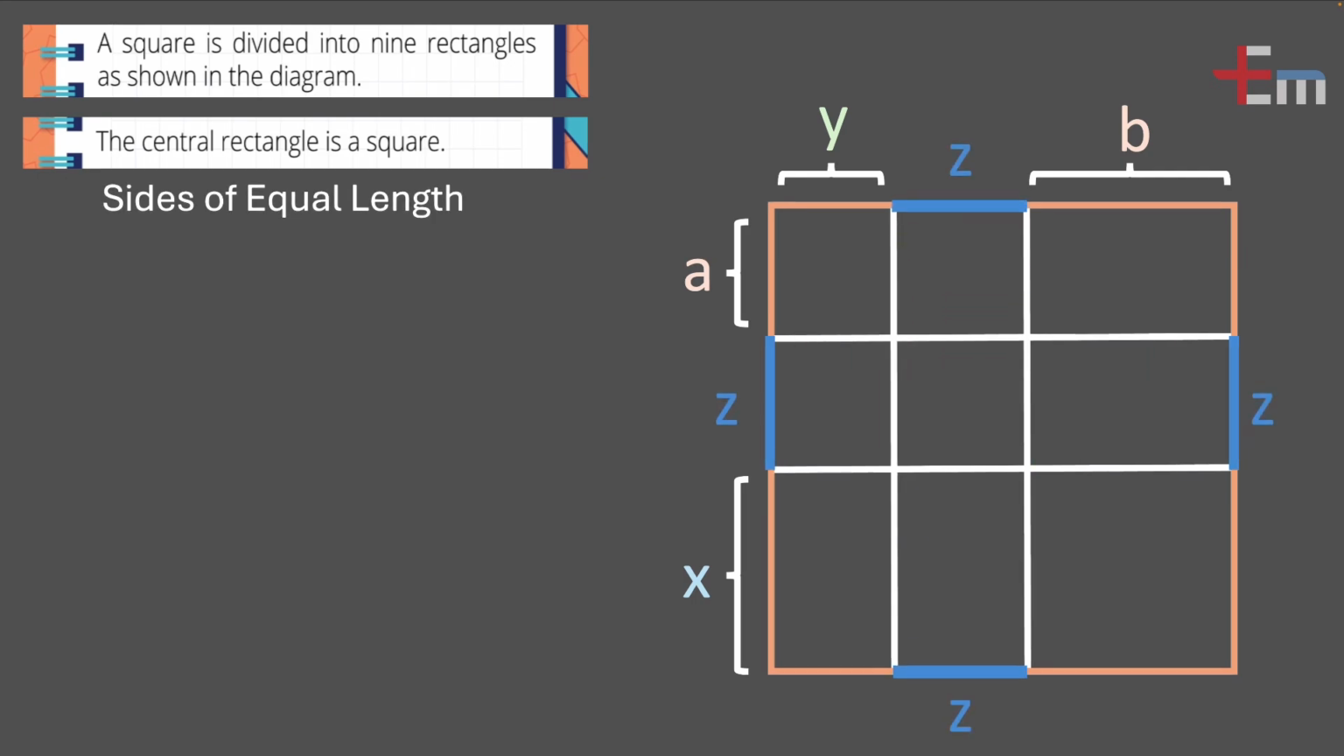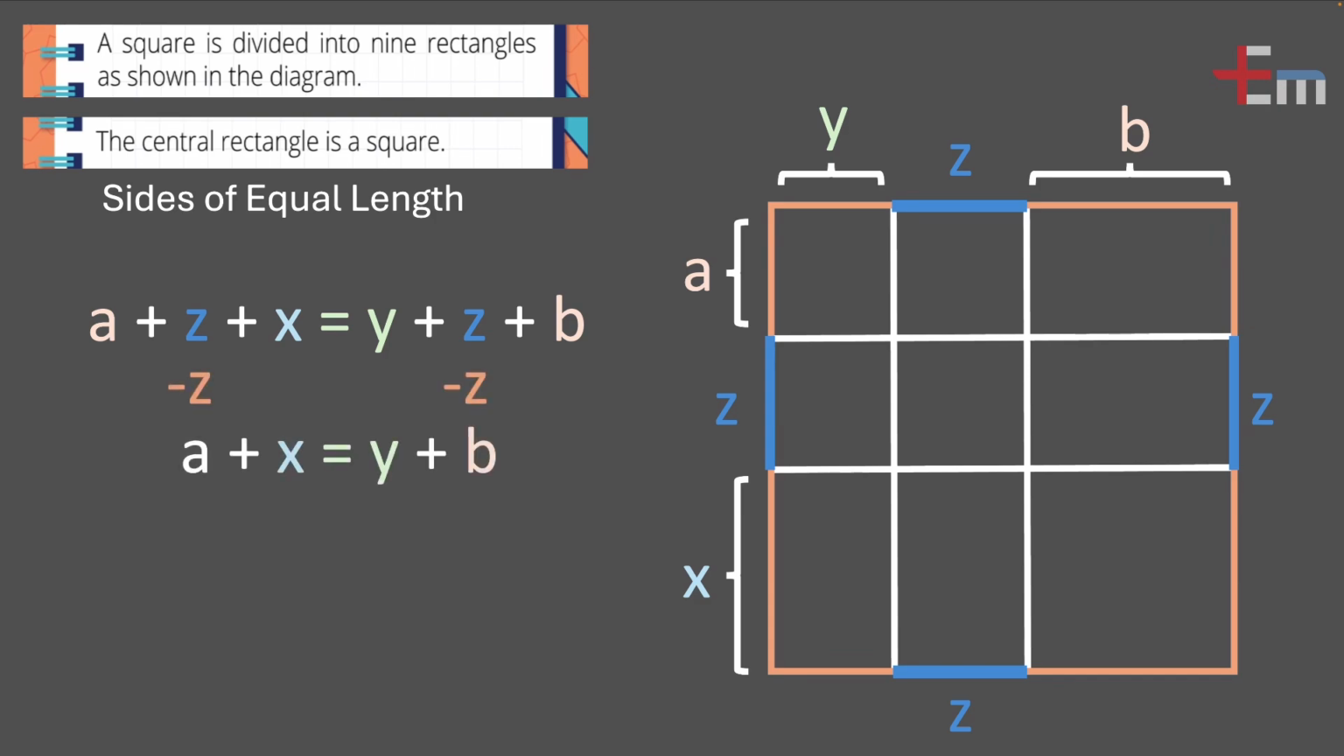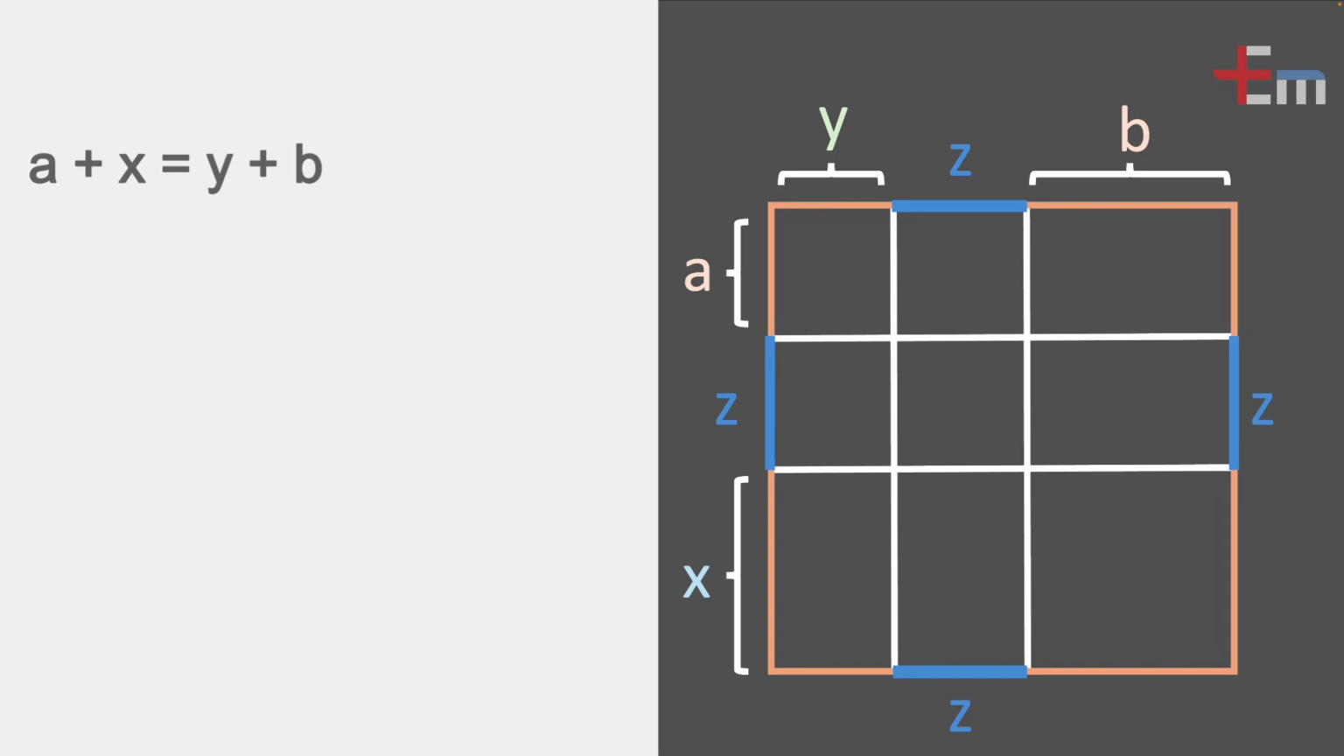How does that help? Well, now we know that the side lengths of the large square are equal, we can set up an equation as follows. A plus Z plus X equals Y plus Z plus B. We can cancel the Z's on both sides and get A plus X equals Y plus B. Let's remember that for now.